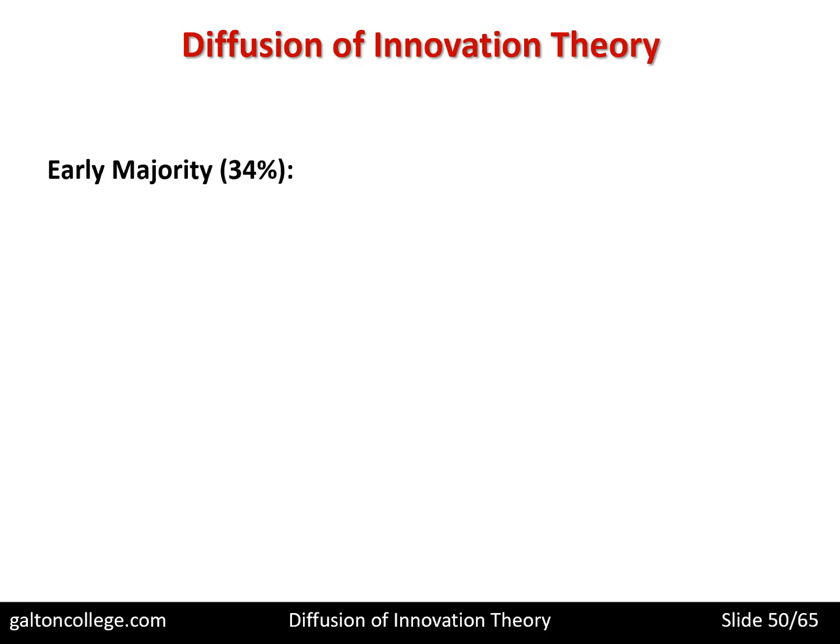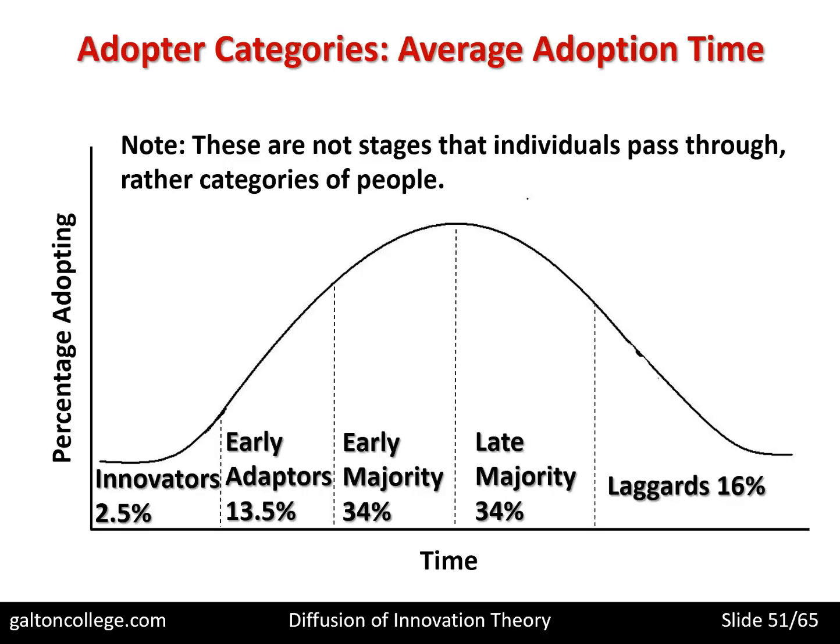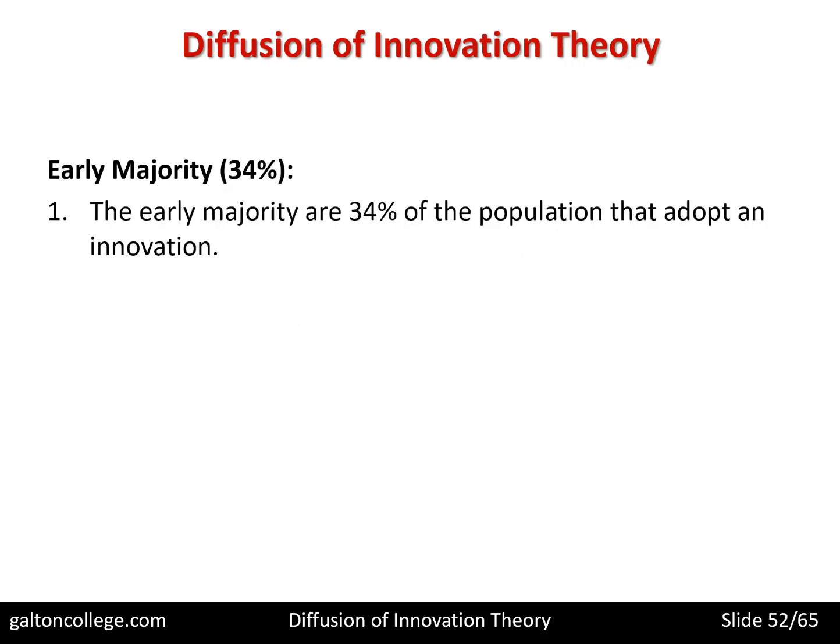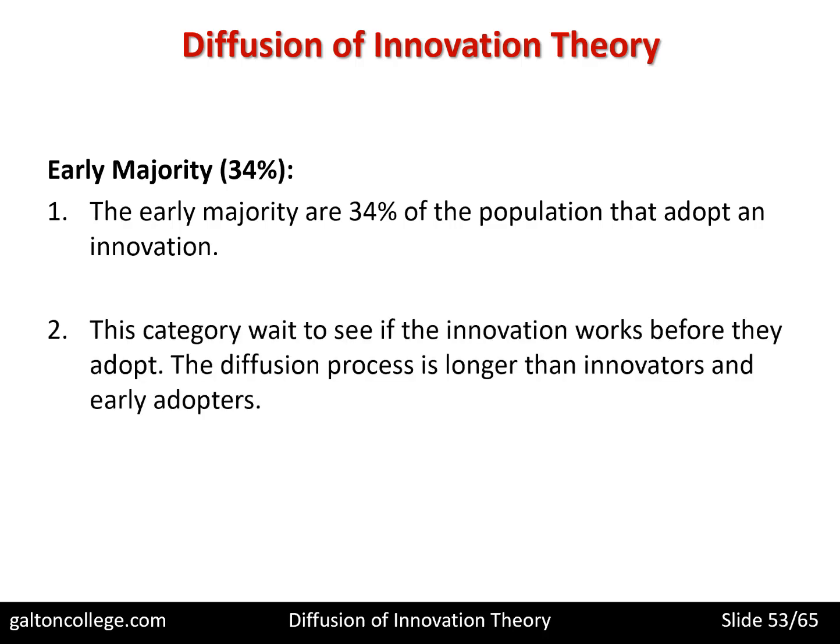Now, the early majority, the 34%. Early majority is just almost in the center, just to the left of the timeline in the center. Early majority, 34%. Now, these are the 34% of the population that adopt the innovation. This category waits and sees if the innovation works before they adopt. The diffusion process is longer than innovators and early adopters.